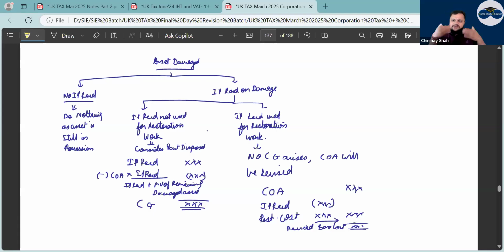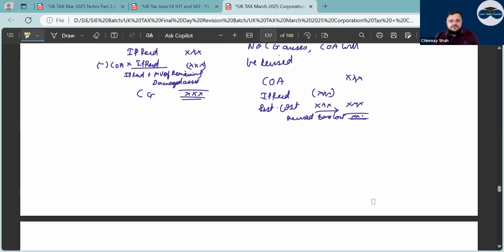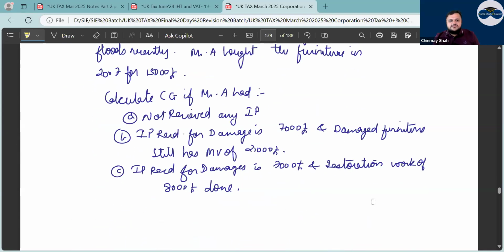But if you get the insurance proceeds and use them in restoration work, correct? Then what have you done? Now tell me, the basic cost of acquisition will change. You received some insurance proceeds, correct? That should reduce the cost of acquisition, but you did restoration, correct? That would increase the cost of acquisition again. So have a look. There is a question here.